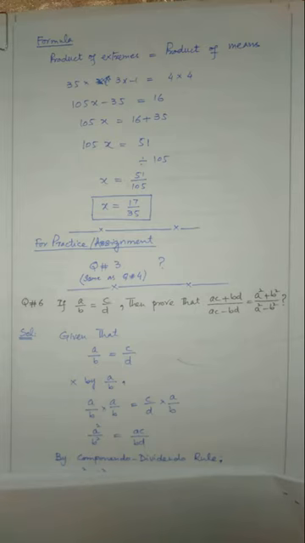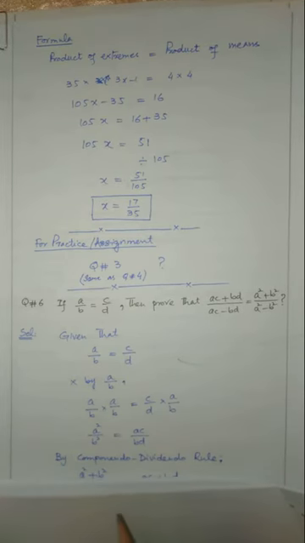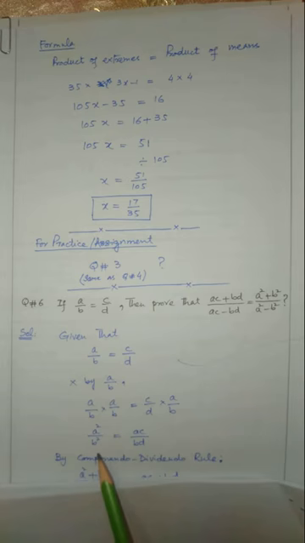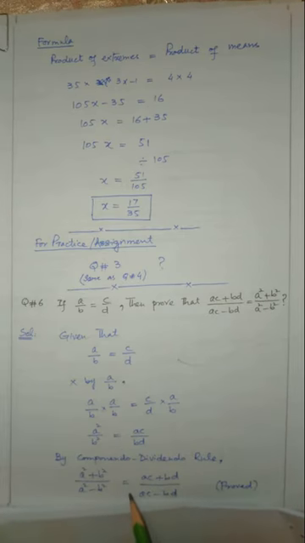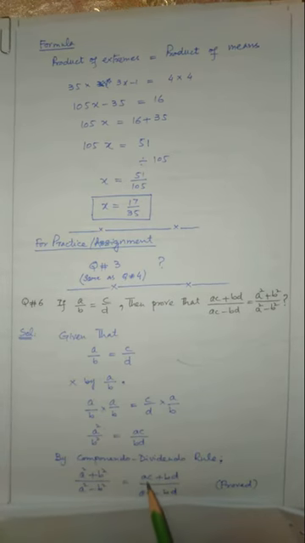Now by componendo dividendo rules. According to componendo dividendo rules, numerator plus denominator, divide by numerator minus denominator, is equal to numerator, which is ac, plus denominator, which is bd, divide by numerator, which is ac, minus denominator, which is bd.